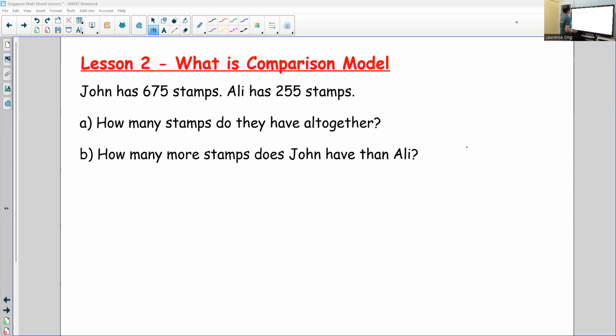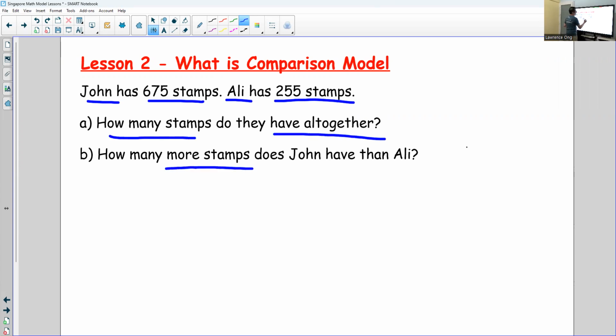So what is a comparison model? It is a model that has two rectangles, at least two rectangles that you draw side by side, to compare. So comparison model refers to comparing. So you draw a few rectangles and you compare them accordingly. For example, if you look at this question, John has 675 stamps, Ali has 255 stamps. So there are two persons, and how many stamps do they have all together? And how many more stamps does John have than Ali? So there are two persons here.